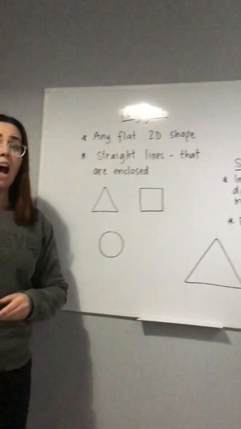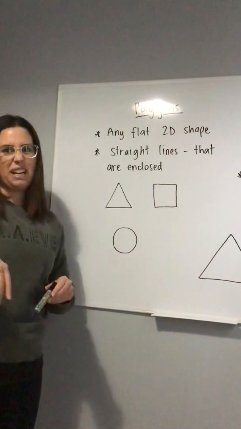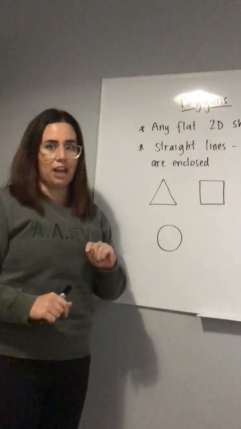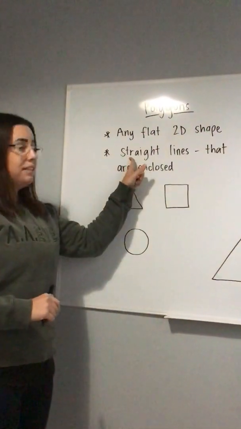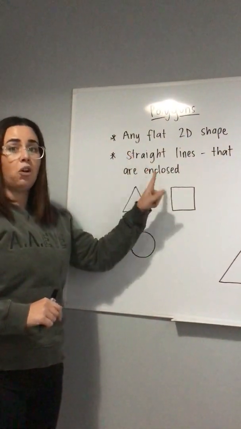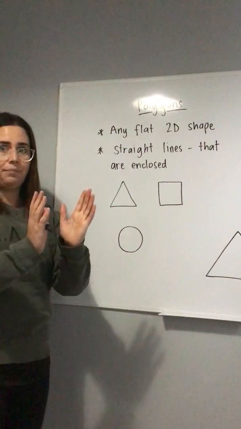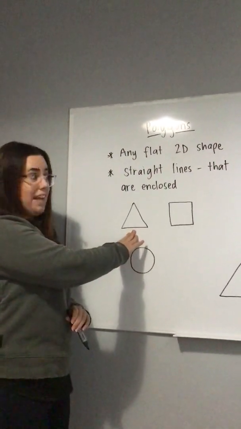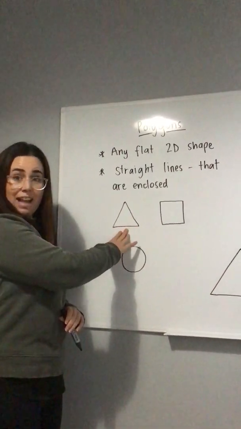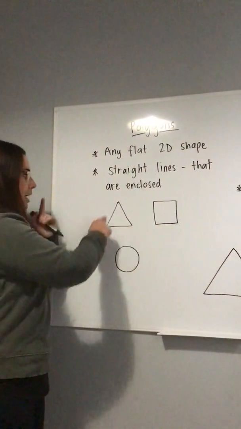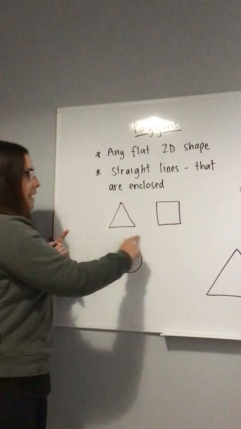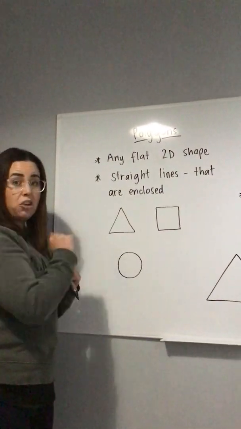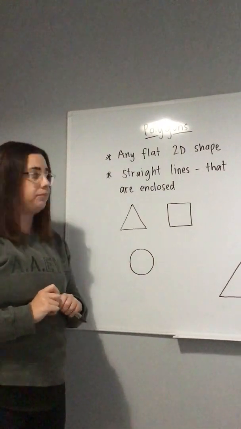Okay, so a polygon, there's two things we need to know about polygons. They are any flat 2D shape, but they must have straight lines that enclose a space. So for example, we've got a triangle here. Yes, it's a 2D shape and it's flat. It has straight lines and they meet to enclose a space. Therefore, a triangle is a type of polygon.